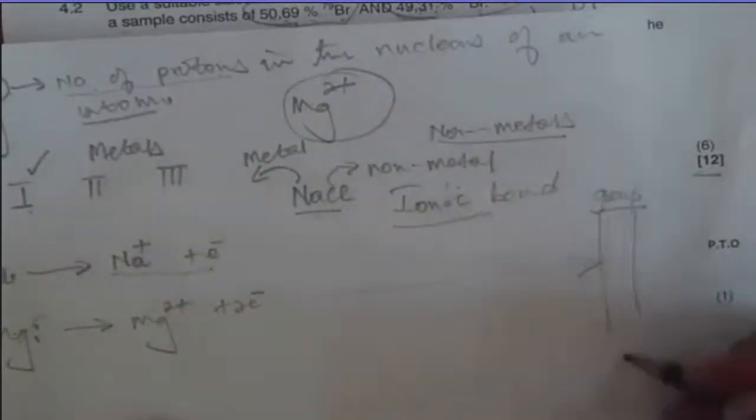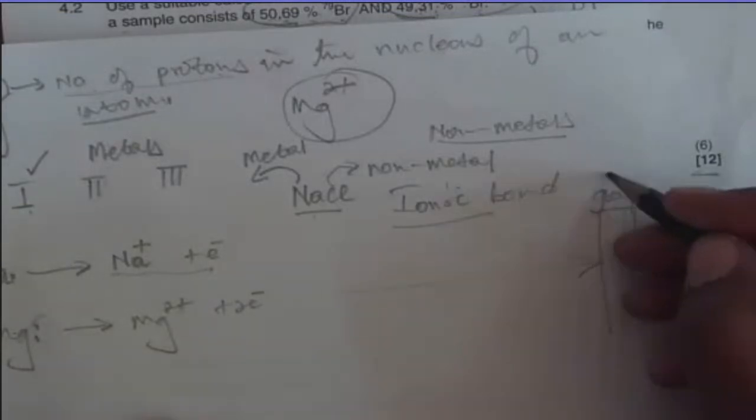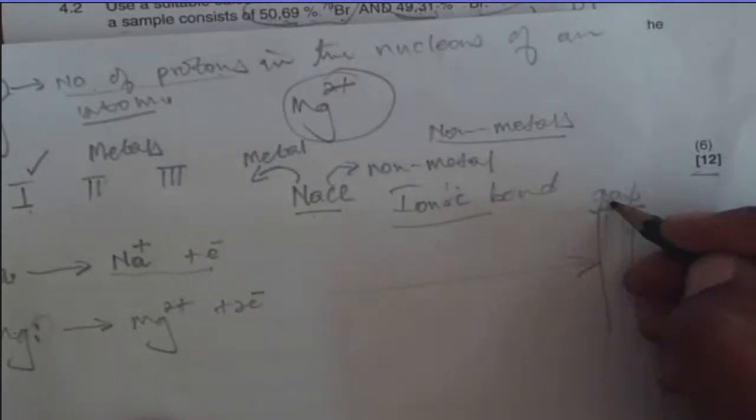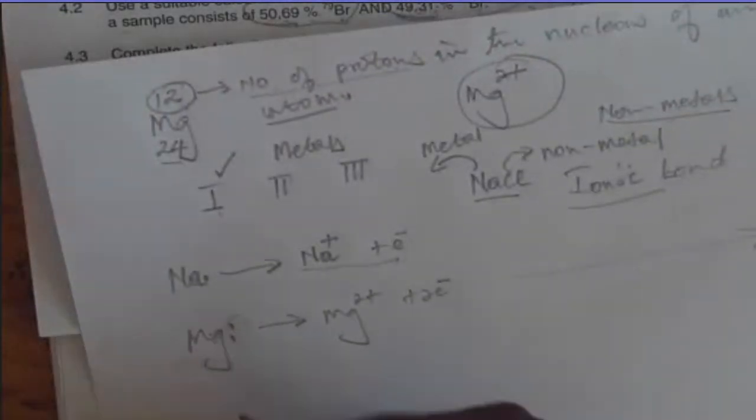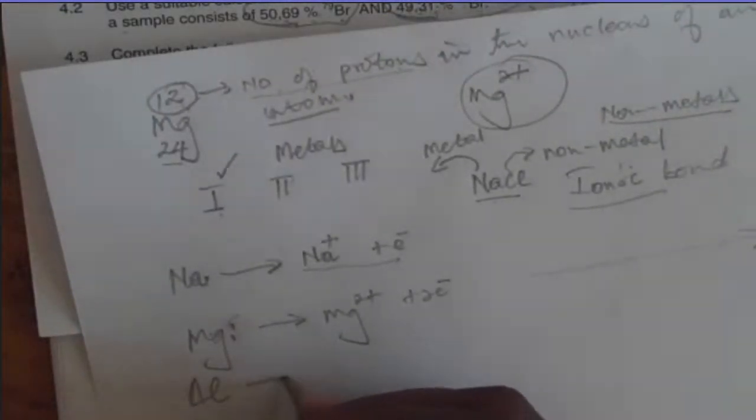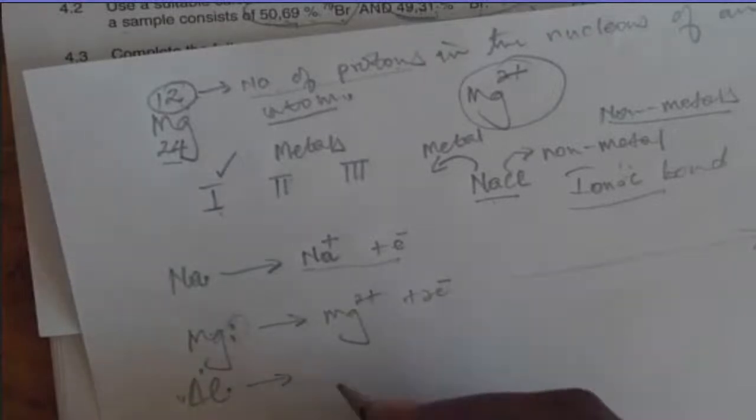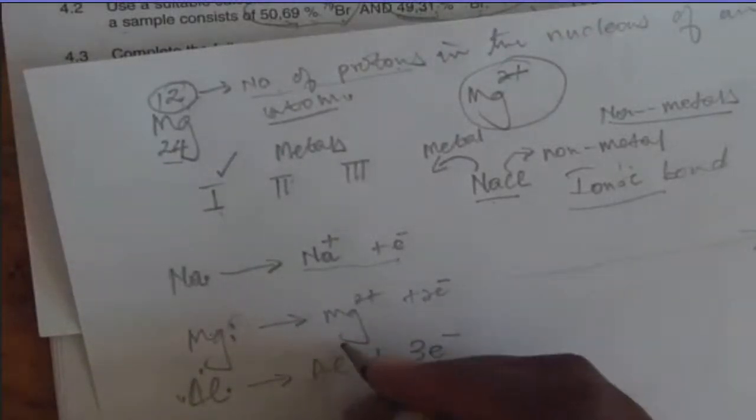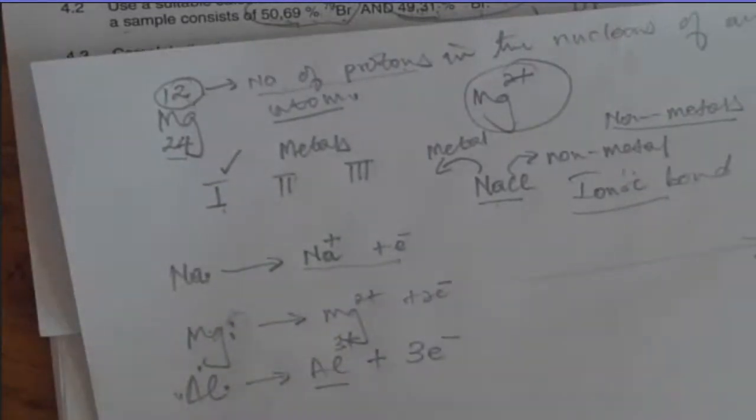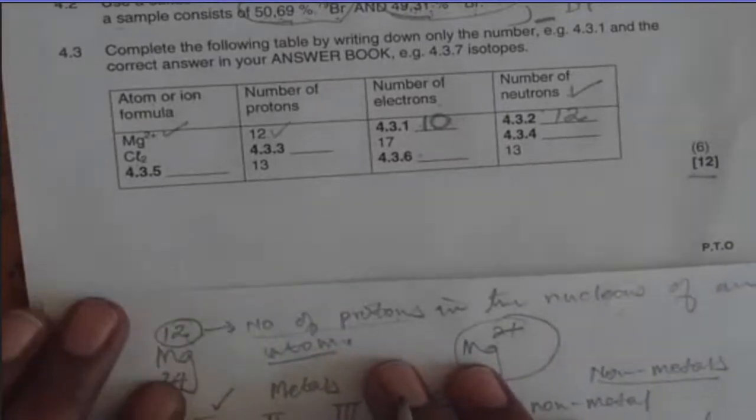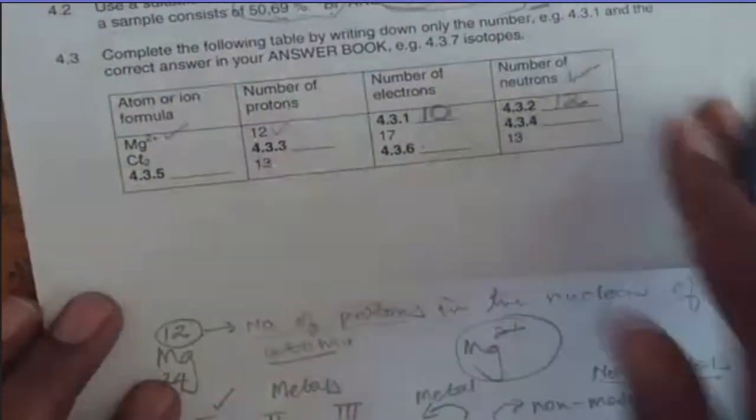That last group in the periodic table is the noble gases, group 0, or the inert gases. All right, so if this is aluminium, it is in group 3, so it's going to lose 3 electrons and become an ion. Now I have a magnesium ion.